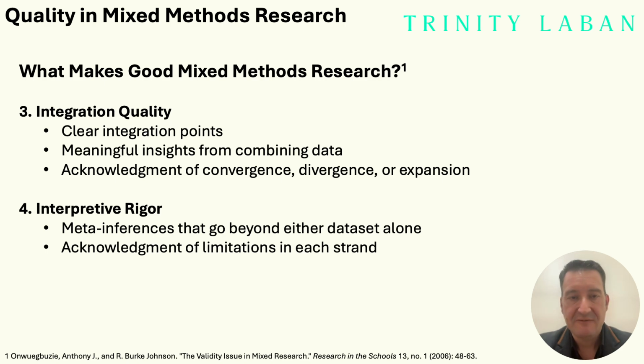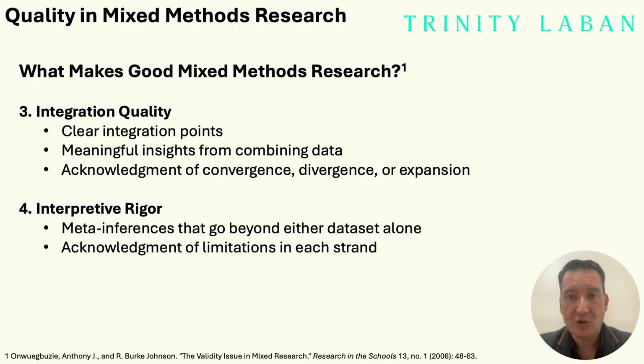Fourth, and finally, interpretive rigor. This is about the quality of your conclusions. You should be creating meta-inferences, interpretations that draw explicitly on both strands together, not the survey showed X and the interview showed Y, but rather the combination of survey and interview data suggests Z, something that emerges from the integration.